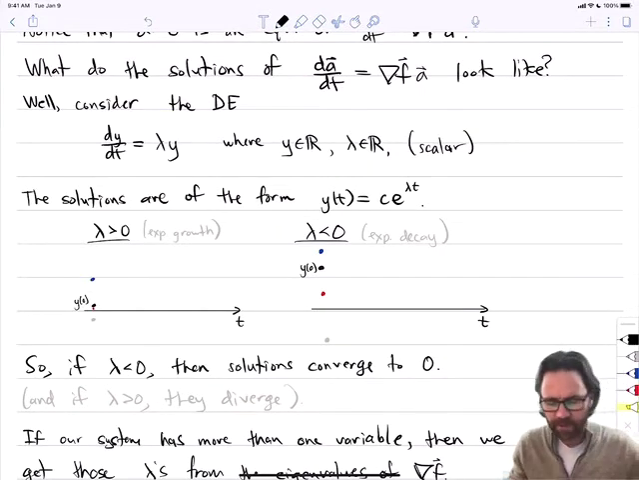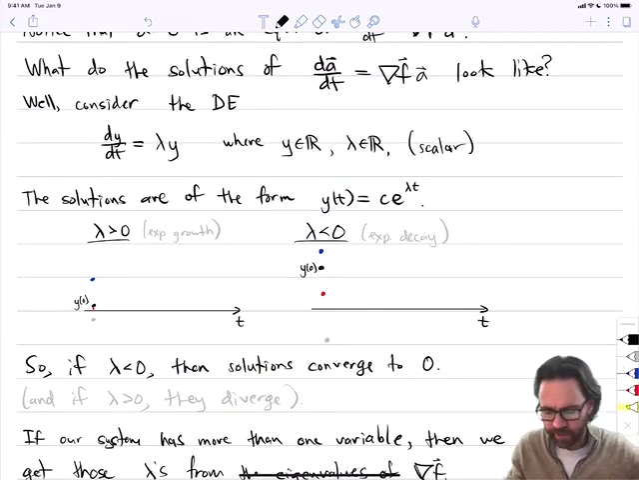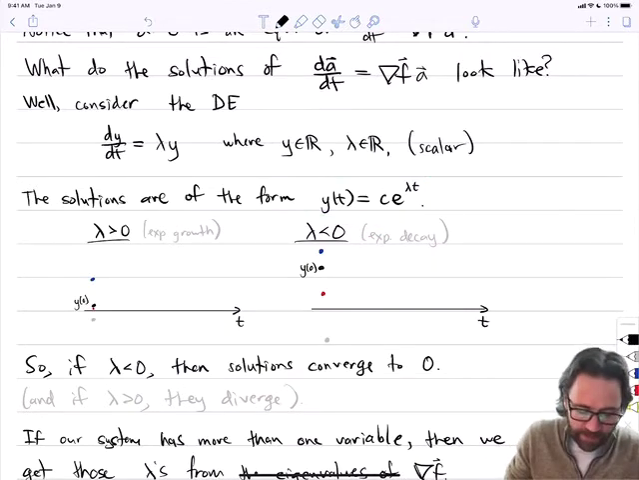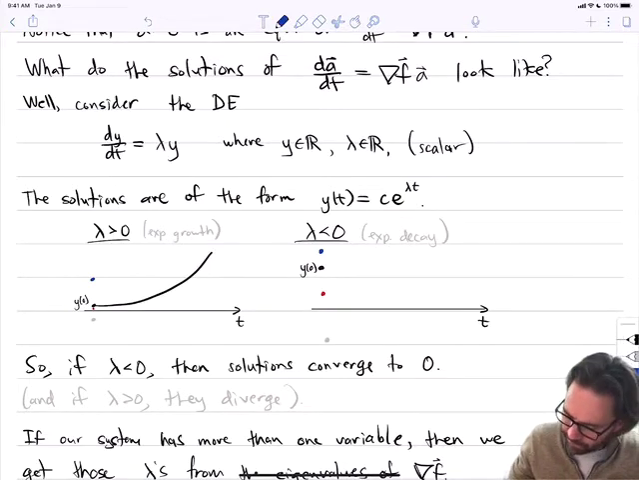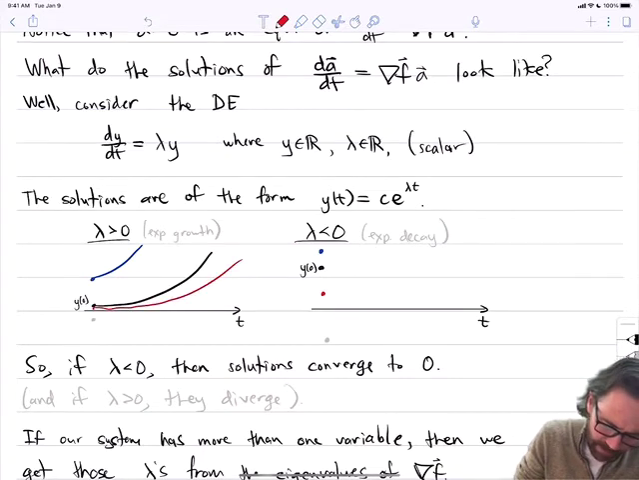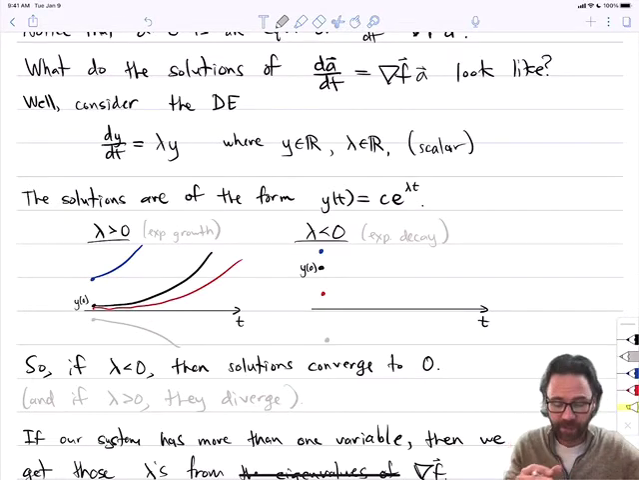So the solutions look like this. I mean, that's the formula. So what do those look like? Well, if lambda is greater than 0, these look like exponential growth. And I'm just sort of drawing a few examples here. This one, even underneath the axis, it'll grow in the negative direction. If lambda is less than 0, that's exponential decay.